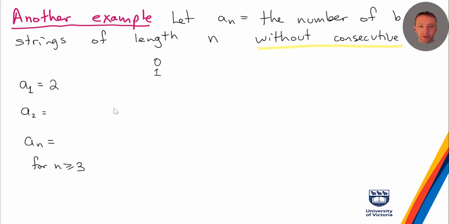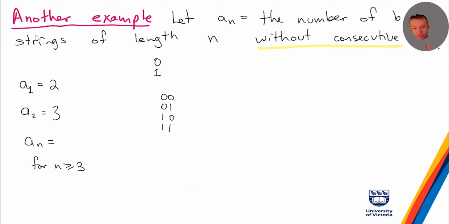So what is a2? Can anyone help me out with that? My computer really seems to be having difficulties today with Zoom, but the chat will probably come up at some point. I assume people are getting the answer 3, because all of the strings of length 2 are good, except for that one. So I've got 3 good ones of length 2. Okay, so now what is a_n?